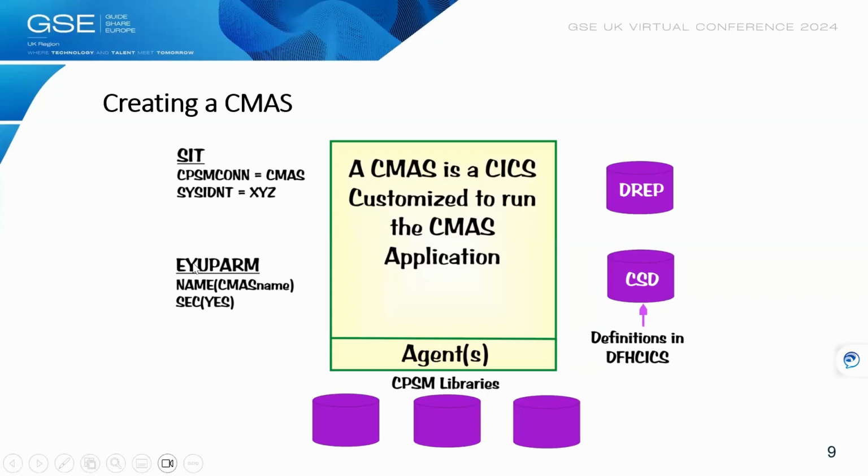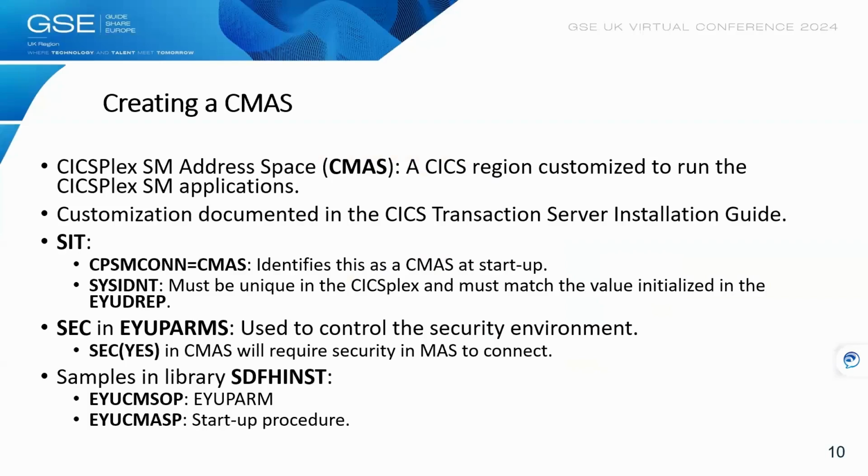Now, we're going to see that there's an EYUPARM, right? Which is basically the name of the CMAS, and then security equal yes, or SEC yes, is required if any of the regions that connect to it have security turned on. Otherwise, it won't allow it to connect. So you have to decide whether you're going to run with security or without security, and it's an all or nothing thing.